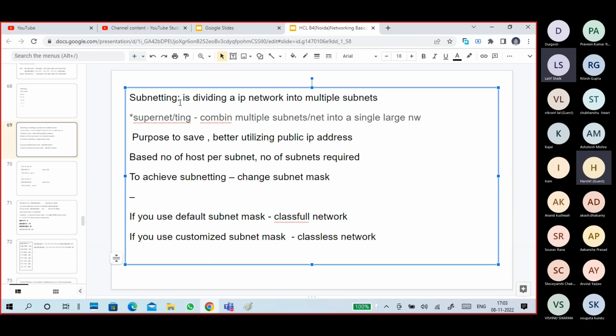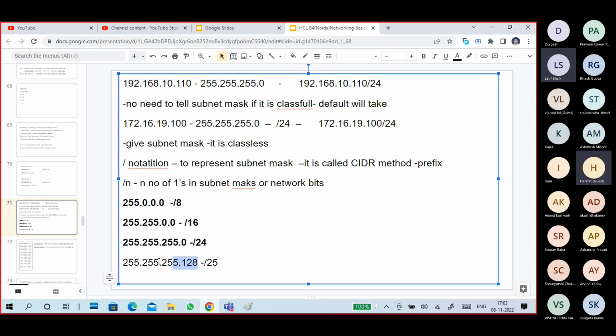But understand what subnetting is. Very simple definition: divide an IP network into multiple subnets. How to achieve this subnetting? By changing the subnet mask. You can do subnetting as per the subnet requirement or the number of hosts per subnet. If you are using a default subnet mask, it is a classful network. If you are using a different subnet mask, meaning a changed subnet mask, it is classless. Like when you use this subnet mask, the network is classless.